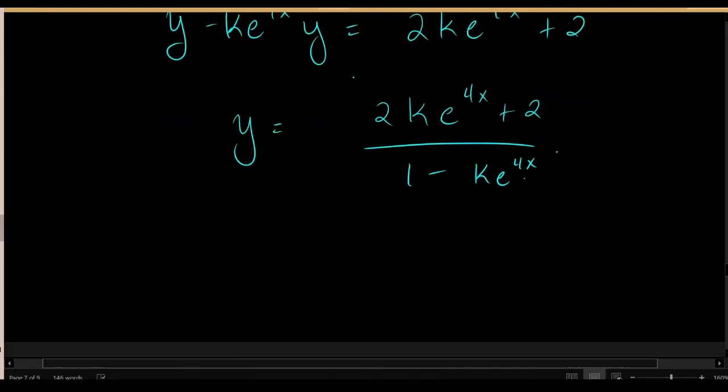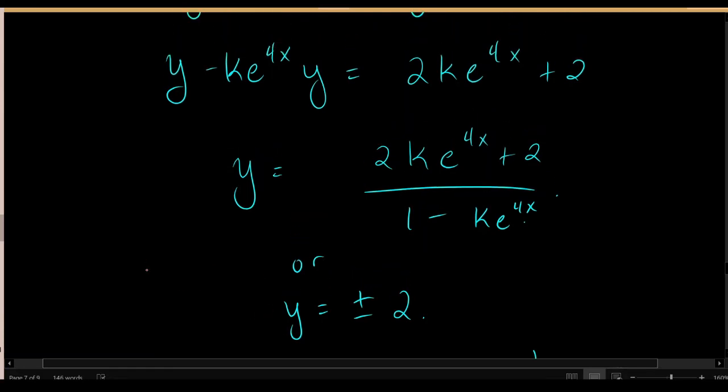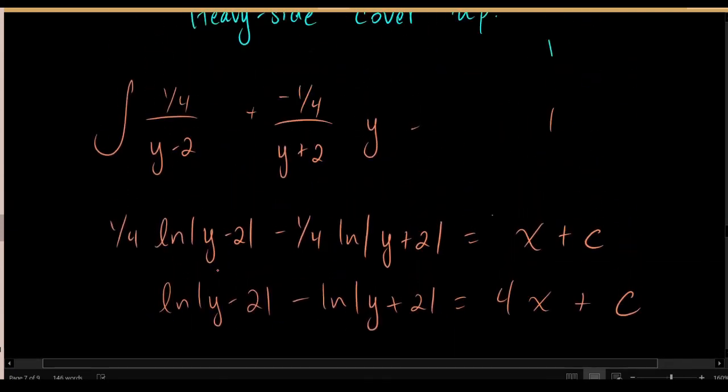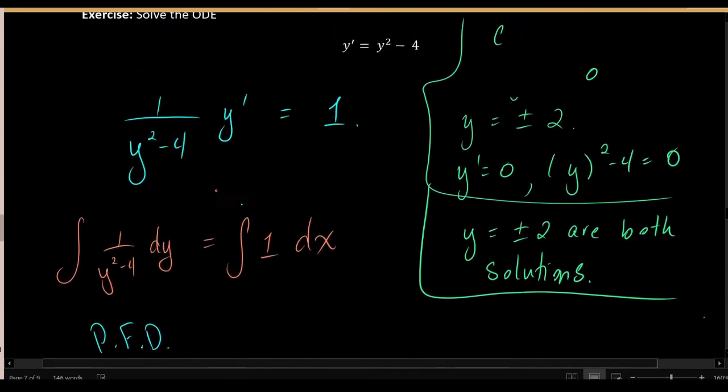Either y has the format of this fraction, or y could be equal to the two solutions plus or minus 2, the two constant valued solutions, which we found by considering separately the case that would be causing us to divide by 0 in our initial step.